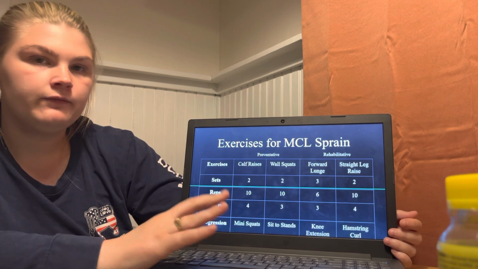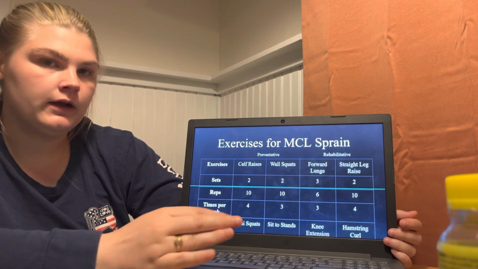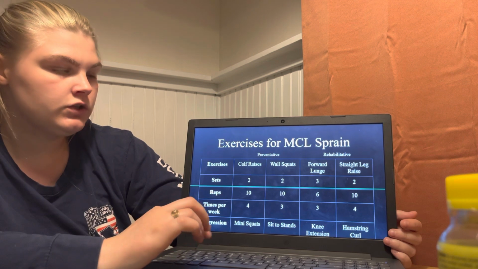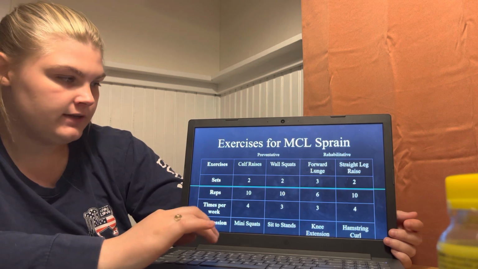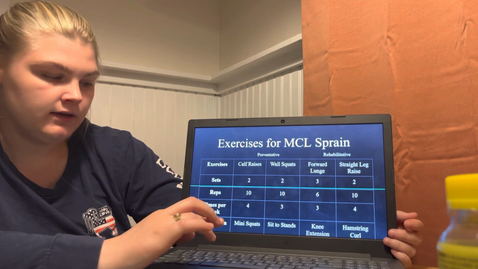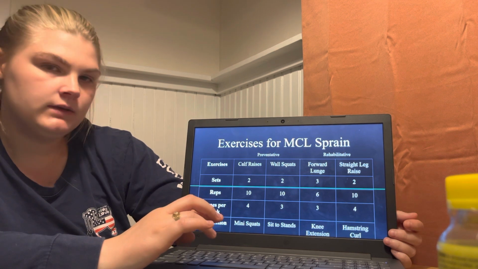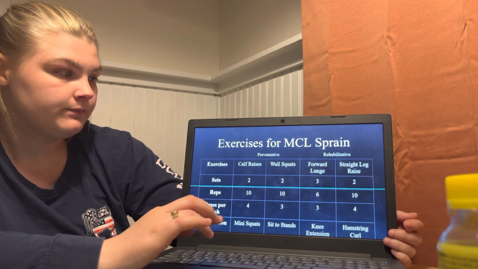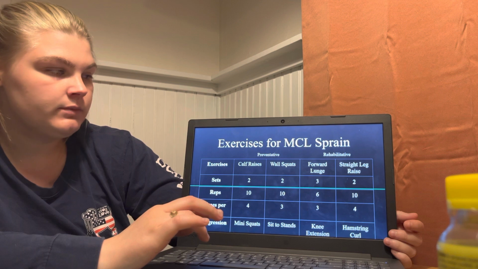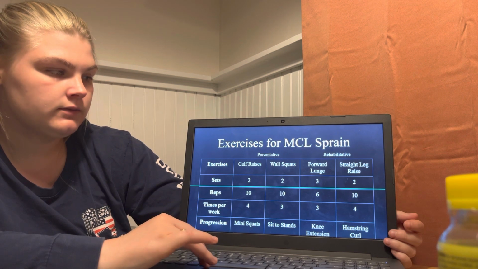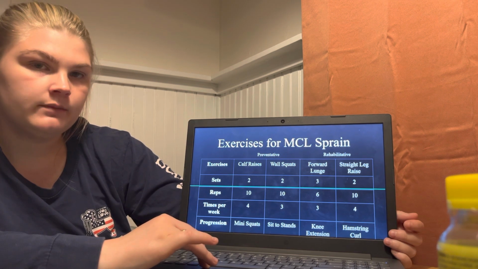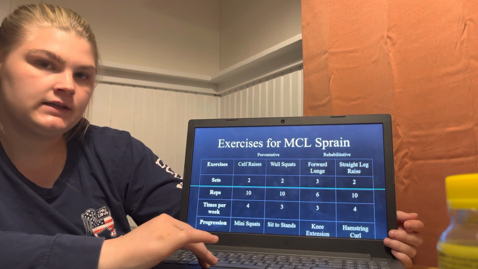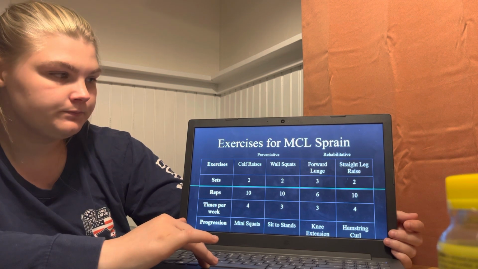So again, I have 4 exercises for the MCL and how to strengthen it. The 2 preventative would be calf raises. I have 2 sets of 10, 4 times per week, and mini squats would be the progression. And the next preventative would be wall squats. I have 2 sets of 10, 3 times per week, and sit-to-stands would be the progression.